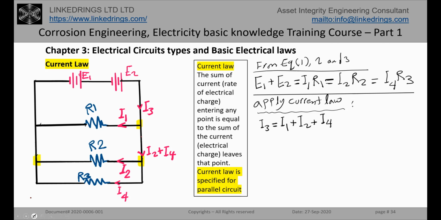Let's take another point, this point. I4 is entering, I2 is entering. So how much is the current leaving? Yes, it will be equal to I2 plus I4, correct? Let's take another point, this point here. What is the current entering? I2 plus I4. And what about this branch? I1. So what will be the current here? The current will be I1 plus I2 plus I4. Is this the same current as I3? Actually, yes. So I3 equals I1 plus I2 plus I4, confirming this equation.